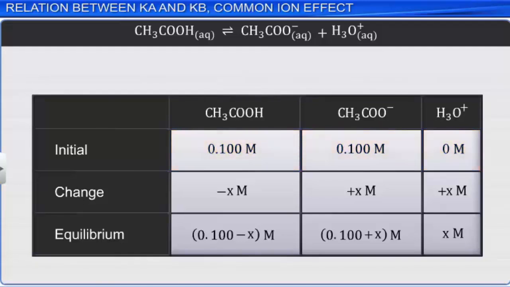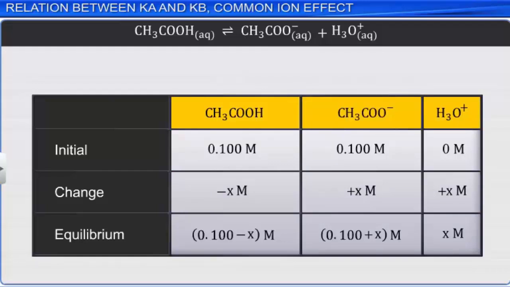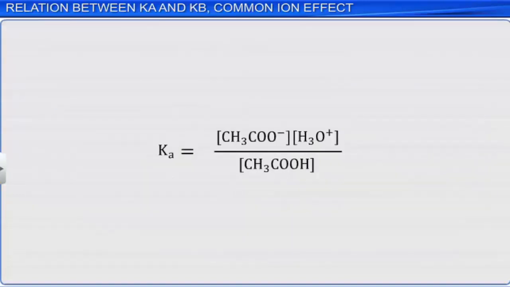The change in concentration after the dissociation of acetic acid is equal to minus x M for acetic acid, plus x M for H3O plus ion and plus x M for acetate ion. The equilibrium concentrations of CH3COOH, H3O plus ion and CH3COO minus ions are 0.1 minus x, x, and 0.1 plus x moles respectively. The equilibrium constant expression for this reaction can be represented as Ka is equal to the product of CH3COO minus and H3O plus divided by the concentration of CH3COOH.